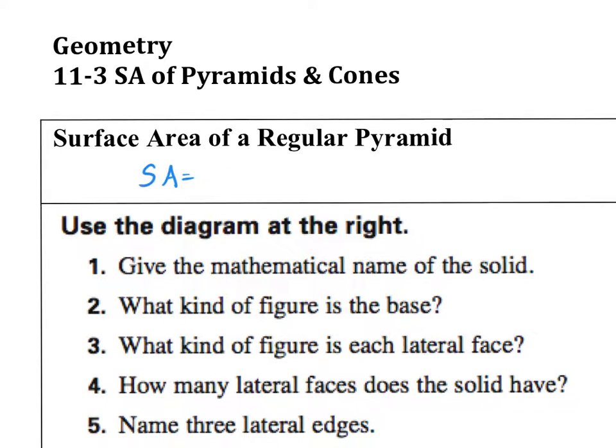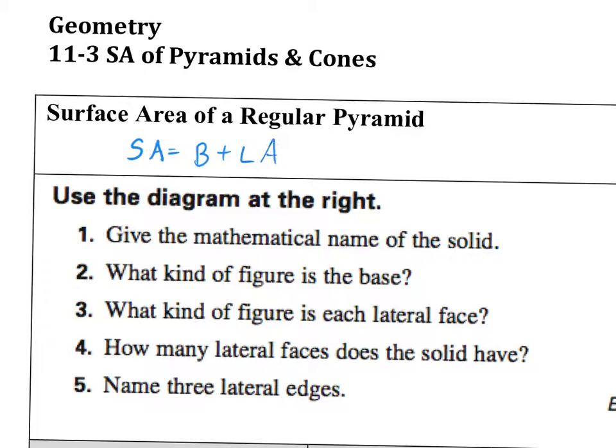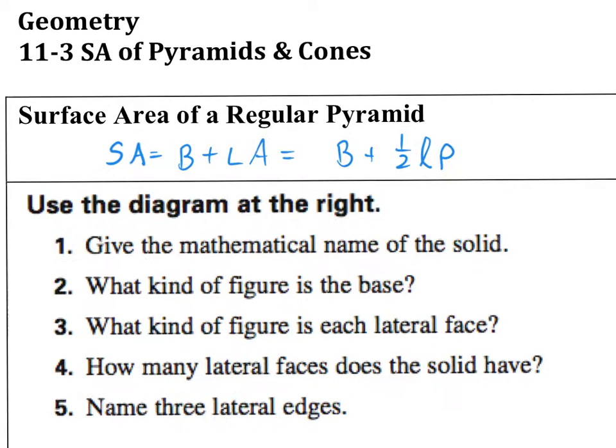It's going to be B plus, and another way to write that is the area of the base plus 1/2 this funny L and a P. Now, we have to know what these things mean. Of course, capital B means the area of the base. Lateral area means everything else. So we're adding something plus everything else. So something plus not something gives you everything.